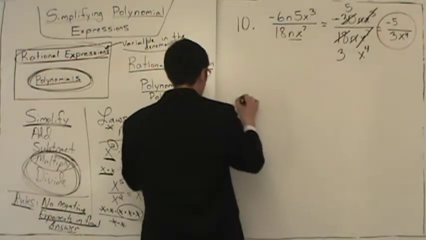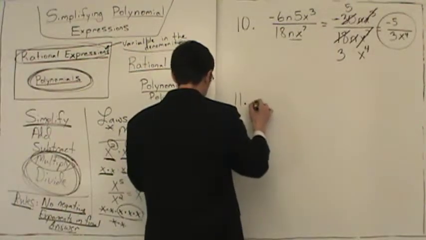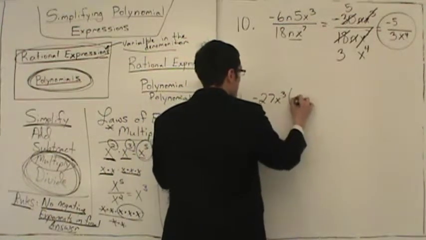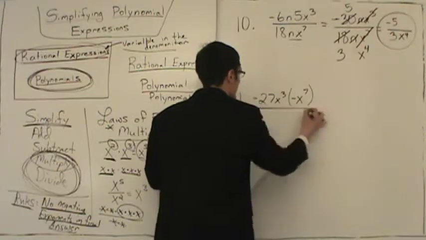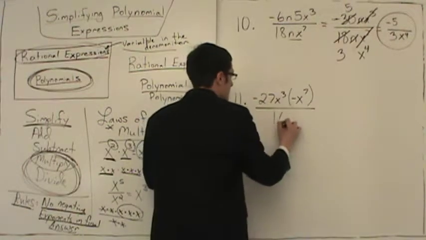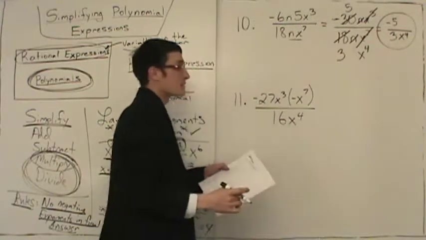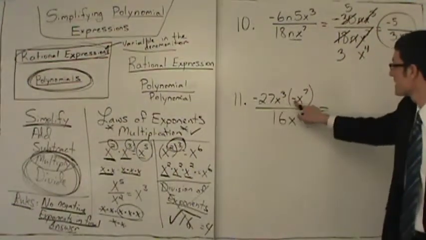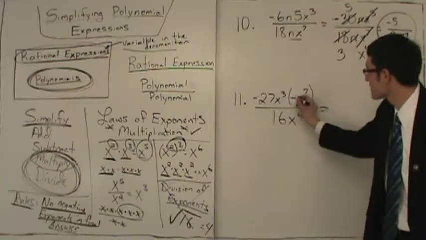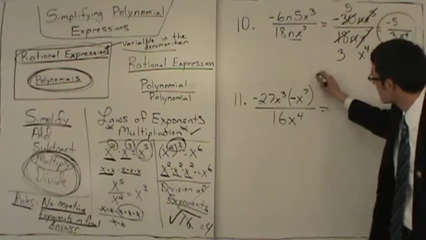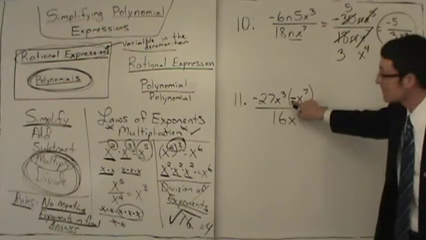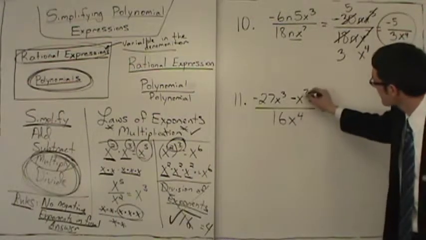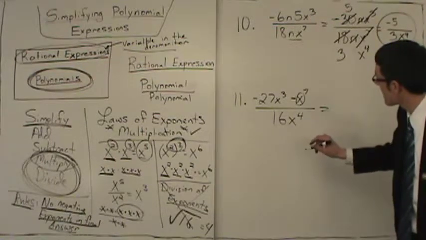And number 11. Okay, number 11. This is negative 27x to the 3rd multiplied by negative x to the 7th over 16x to the 4th. Now, just simply multiply. Negative 27 multiplied by negative 1, we can treat this negative as separate from this x to the 7th. Here, is the exponent affecting the negative? No. Let me take the parentheses away. Okay, is the exponent affecting the negative? No. The exponent is just affecting the x.